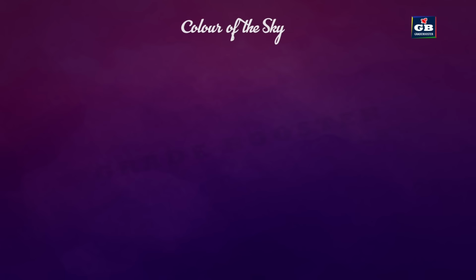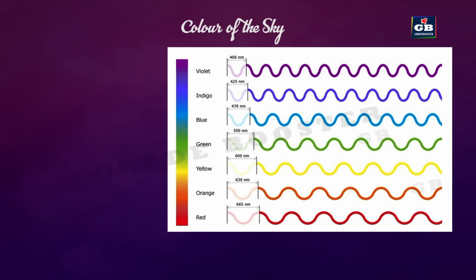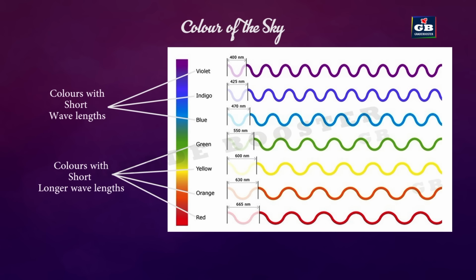Now let's see the color of the sky. Sunlight is composed of a spectrum of colors, we know that. Each of these colors has a different wavelength. These colors range from red with longer wavelengths to violet with shorter wavelengths. So there is a difference in the wavelength of these light rays: red has a longer wavelength, and violet has a shorter wavelength.